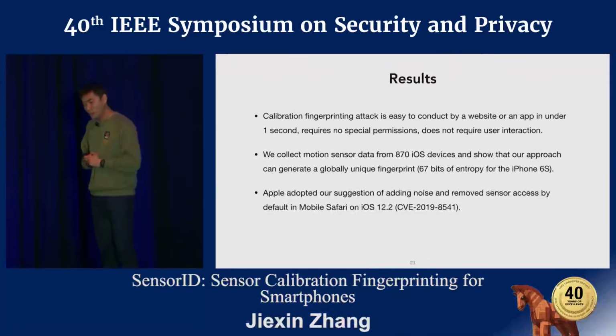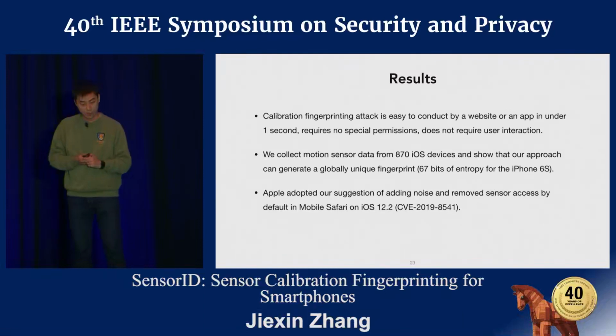We also reported this issue to Google last year in December, and so far they haven't fixed this vulnerability yet. So if you have a Pixel device, the attacker can still fingerprint you using this approach.